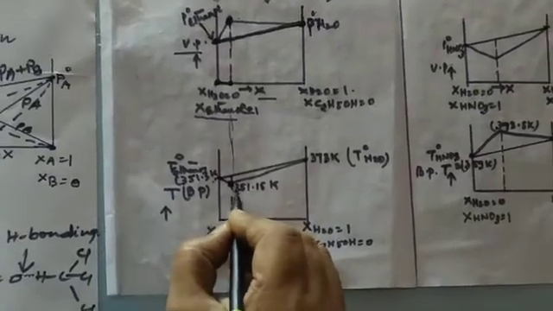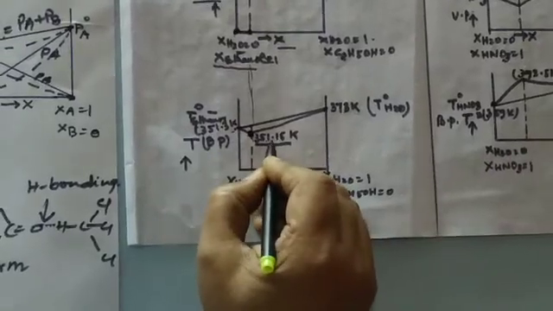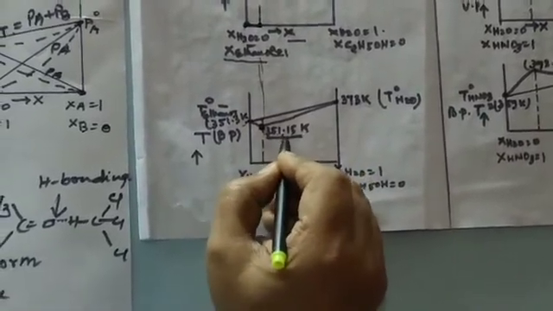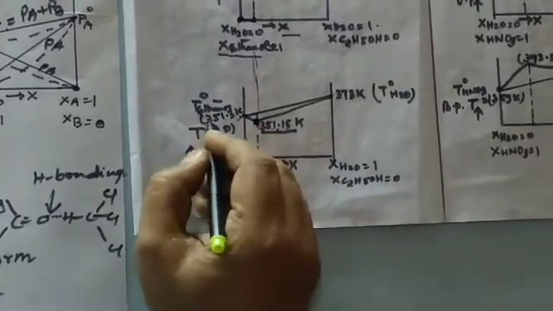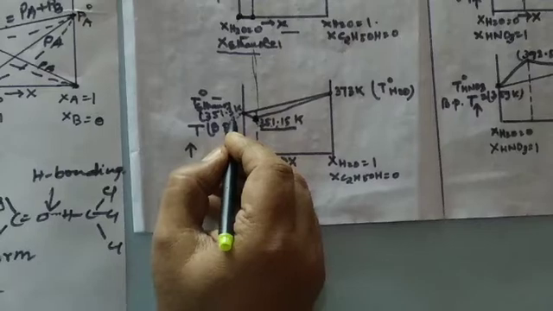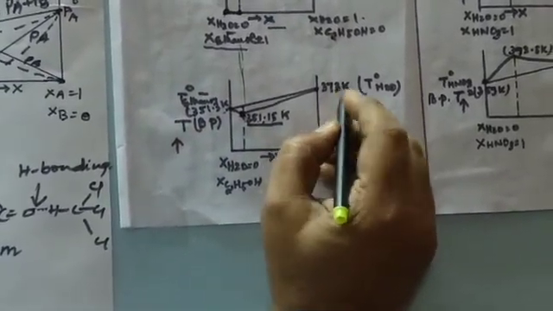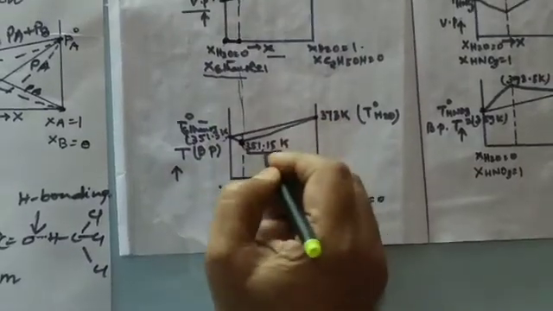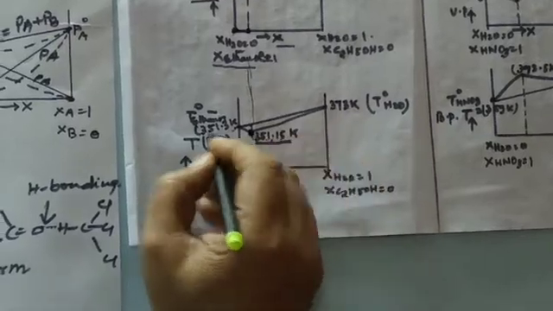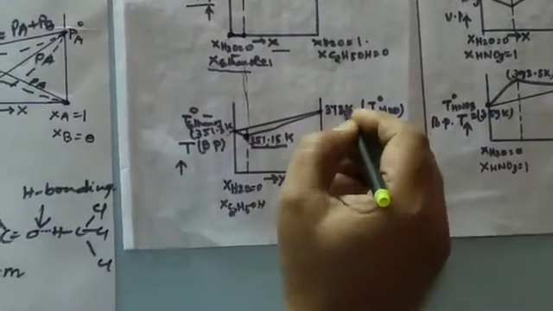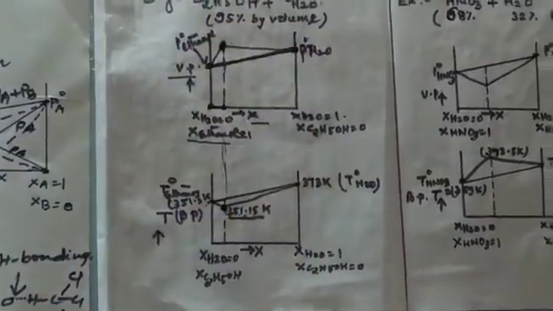So what is this temperature? It is 351.15 Kelvin, which is below the boiling point of the two components. The boiling point is 351.3 Kelvin for ethanol, 373 Kelvin for water, but for this binary solution the boiling point is 351.15 Kelvin, which is below the boiling point of each component. That's why we call it a minimum boiling azeotrope.